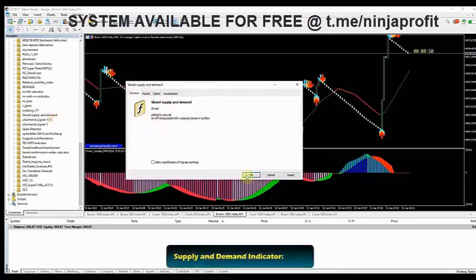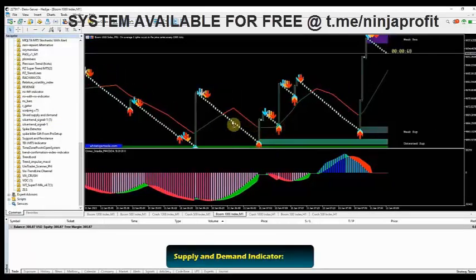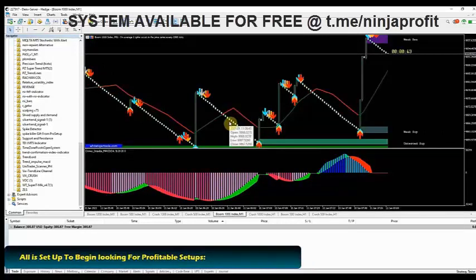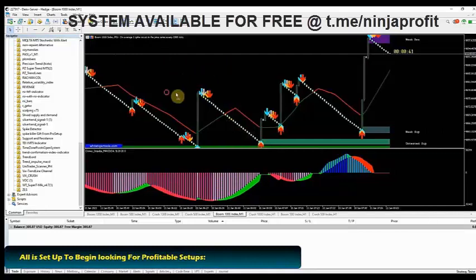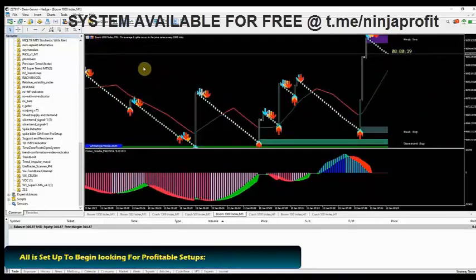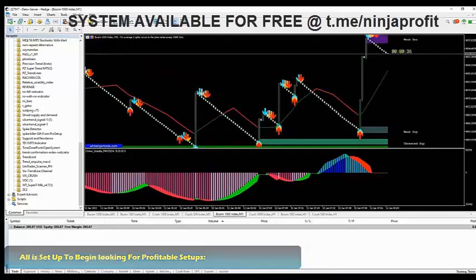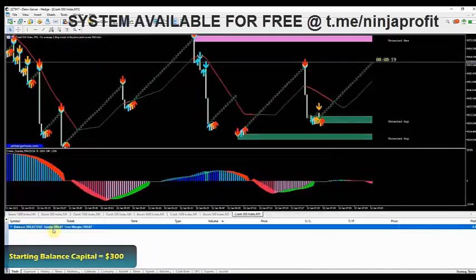Add supply and demand indicator, it will give you an overview of the market, the underlying buying and selling pressure. All has been set up now. Chart is ready for technical analysis to begin taking trades based on the signals given by the RSI strike indicator. We look for sell signals on boom index market.